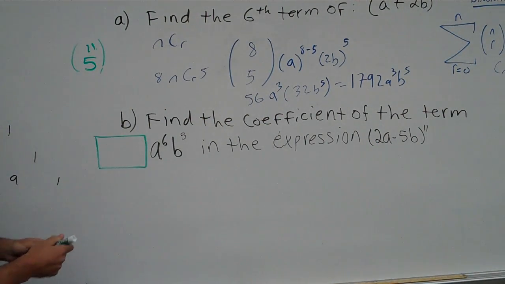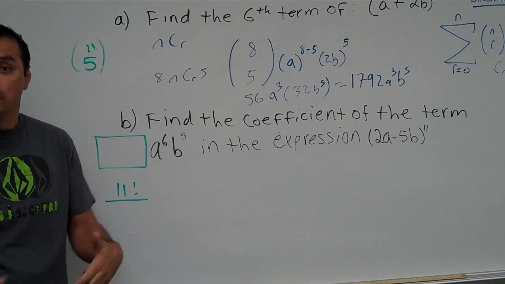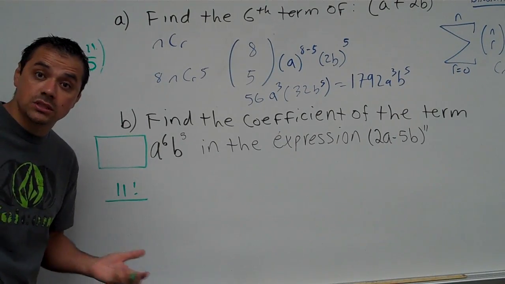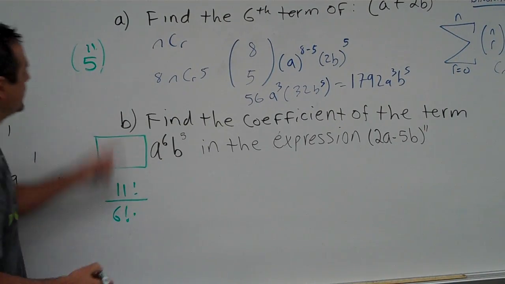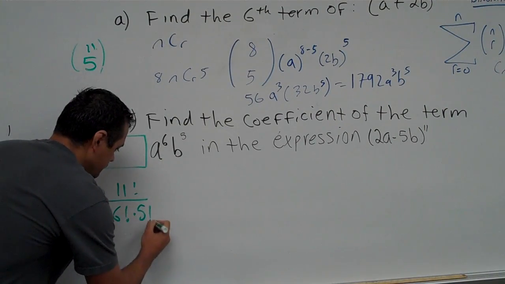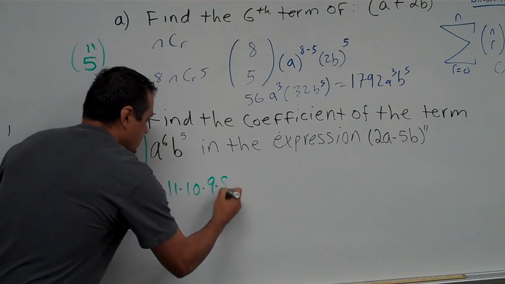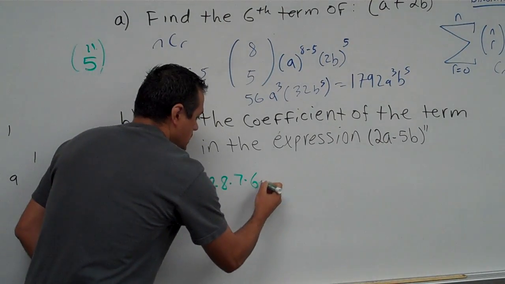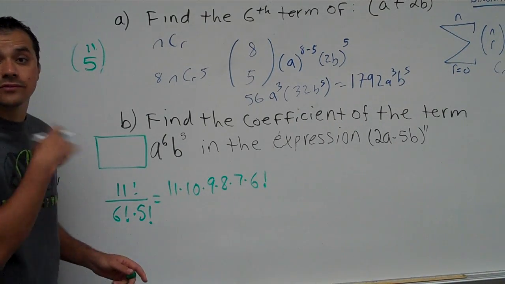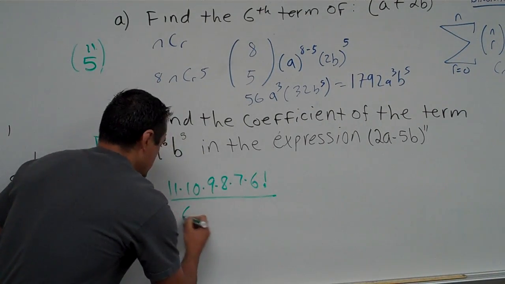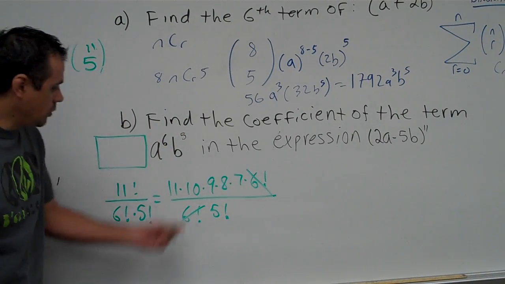So here we go. 11 choose 5 means 11 factorial over n minus r, which was 11 minus 5, which is 6. So 6 factorial times r factorial, which is 5 factorial. So this means 11 times 10 times 9 times 8 times 7 times 6 factorial. I'm going to stop there, since there's a 6 factorial there, those are going to go away. So we end up with 6 factorial over 5 factorial. Cool. So let's finish this up then.